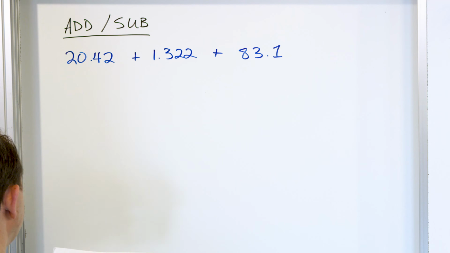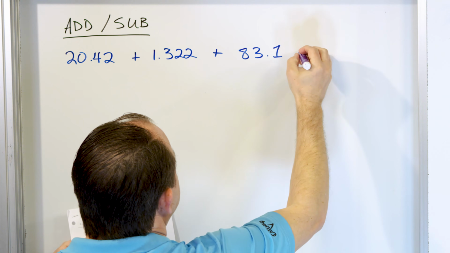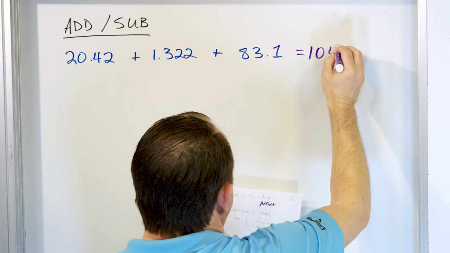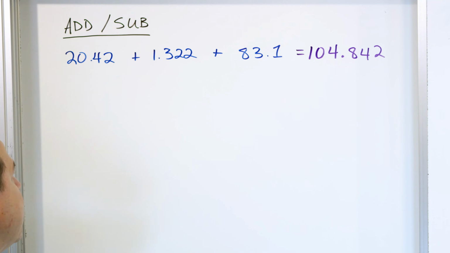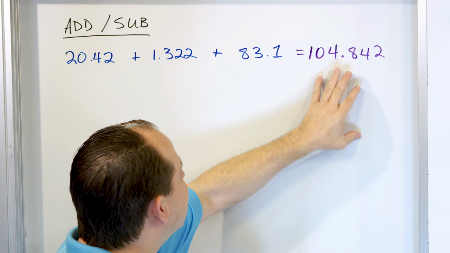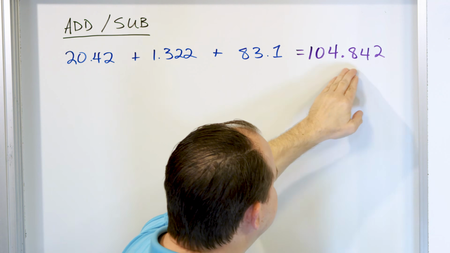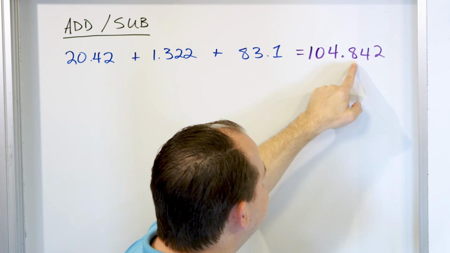All right, now what we do when we just add these up straight in a calculator and retain all of the numbers, all of the decimals and everything, just add it up, we get 104.842. Now, the question is, should we retain all of these digits or not? The answer we get has 3 digits after the decimal.